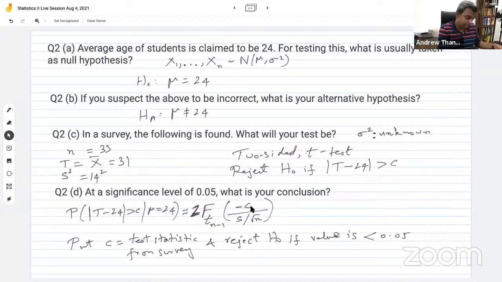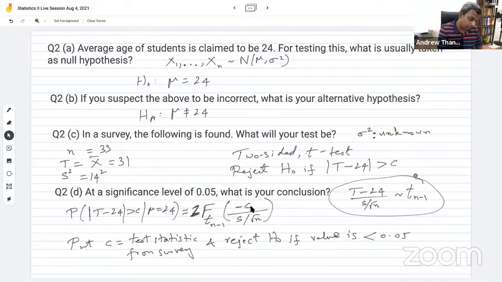So the approximation is actually that T minus 24 by S by root n is approximately t with n minus 1 degrees of freedom, right? This is the claim, and it is important to know. Since T minus 24 is already there, I have to divide by S by root n, and it's mod less than C. So this is correct. I've not done the numerical calculation here because I couldn't do it ahead of time. I can do it now if you want me to, but I'll leave it like this. You compute this; it's a straightforward calculation. You put that in, you get it, and then this will work.